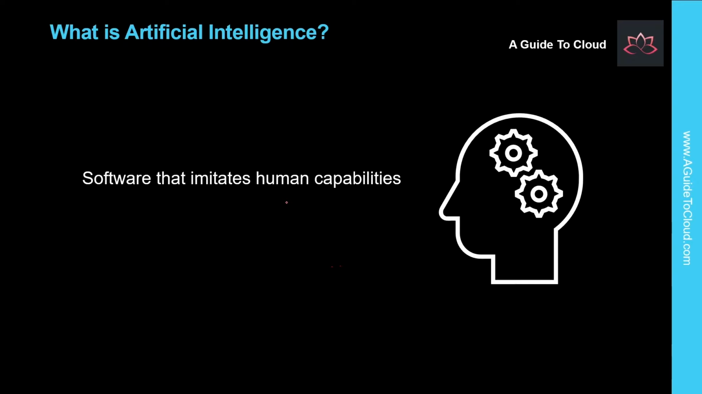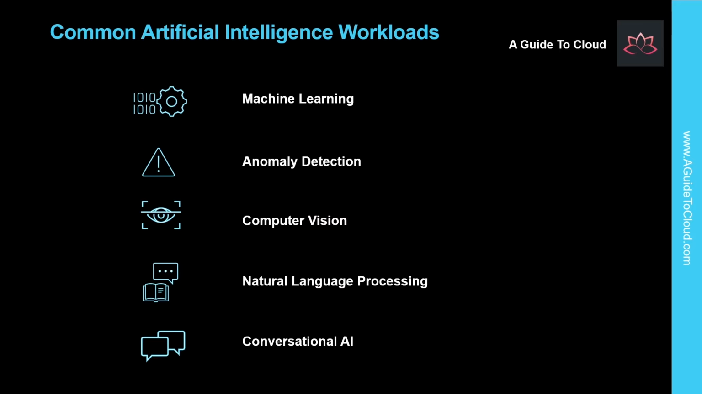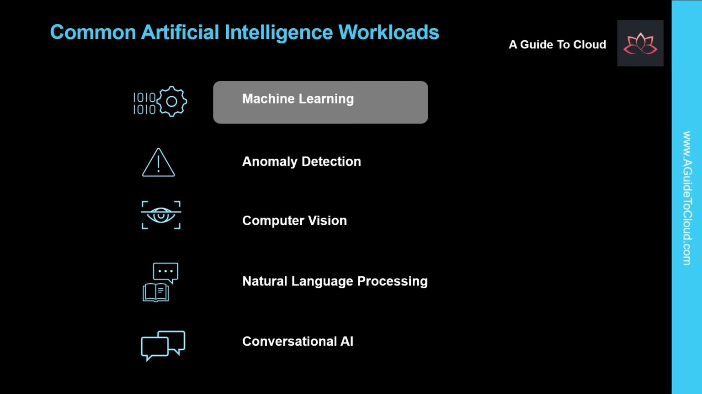Some of the most common artificial intelligence workloads are machine learning, anomaly detection, computer vision, natural language processing, and conversational AI. So let's look into those in detail. What you see on this slide is some of the common workloads or areas of AI. Let's start with machine learning. Machine learning is often the foundation of an AI system and is the way we teach a computer model to make predictions and draw conclusions from data.